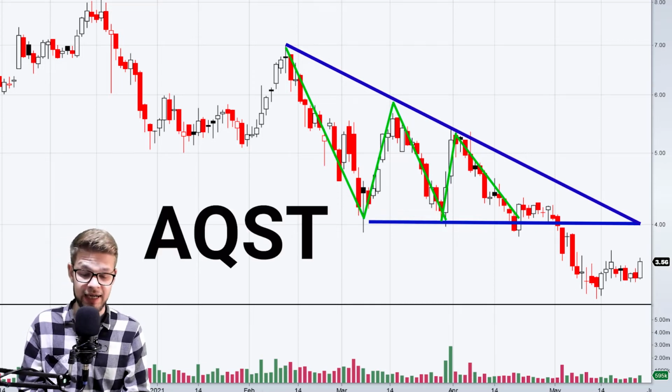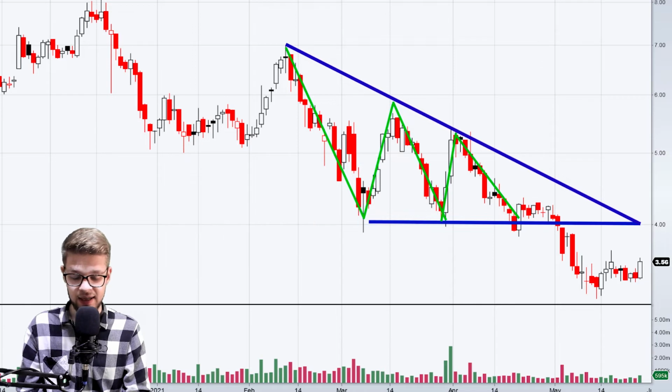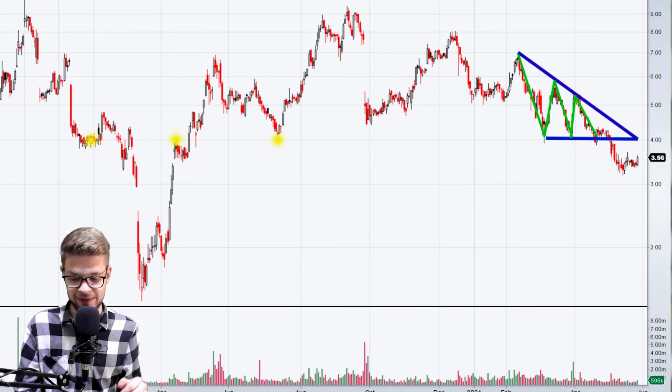On this chart, we can see a clear descending triangle pattern, which is formed in the range of $7 to $4. We can see that the stock has been going down to the 4 support line and bouncing off of it, but each time less and less. Take a closer look at the clear support line at 4, which is highlighted in yellow. For AQST shares, 4 is a very strong level, and touching this level, the shares consolidated and rose again.